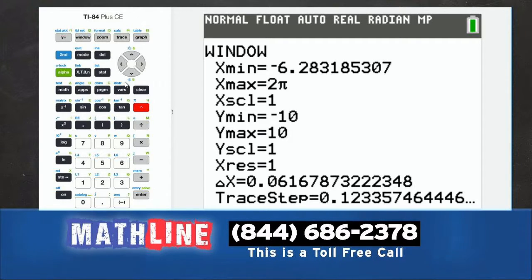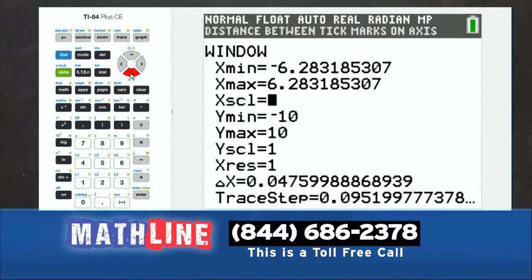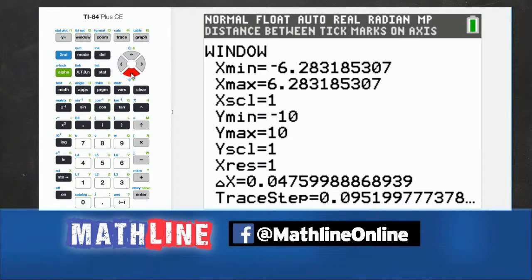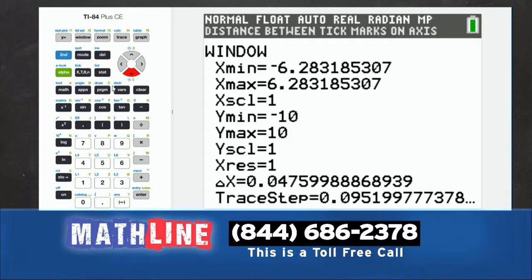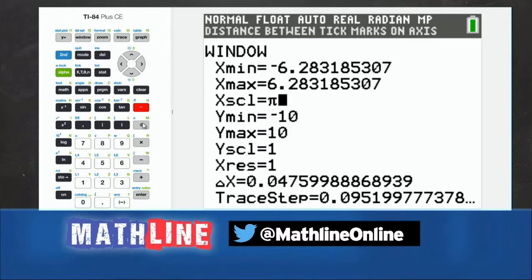Now, just to expand a little bit for us here, I'm going to let the x scale be at pi, or pi over 2. Let's do pi over 2. I think that's a cool place to go. So let's do pi over 2. So we have pi over 2, which is divided by the way, folks.